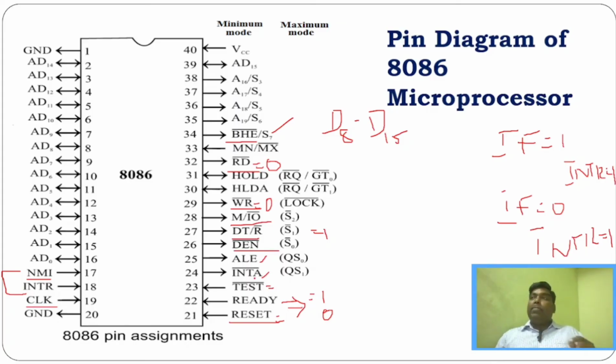And INTA is nothing but whenever there is an interrupt, it will be acknowledged. Whenever a device enables the interrupt, whether that interrupt will be served or not is intimated by this particular pin INTA. And similarly, what are HOLD and HLDA? HOLD is nothing but whenever a device wants to access the system bus of the microprocessor, it can give a request through this HOLD pin. And whenever there is a request, that will be acknowledged on this particular HLDA pin. So if there is a request, it will be enabled. If there is no request, then this pin will be 0.